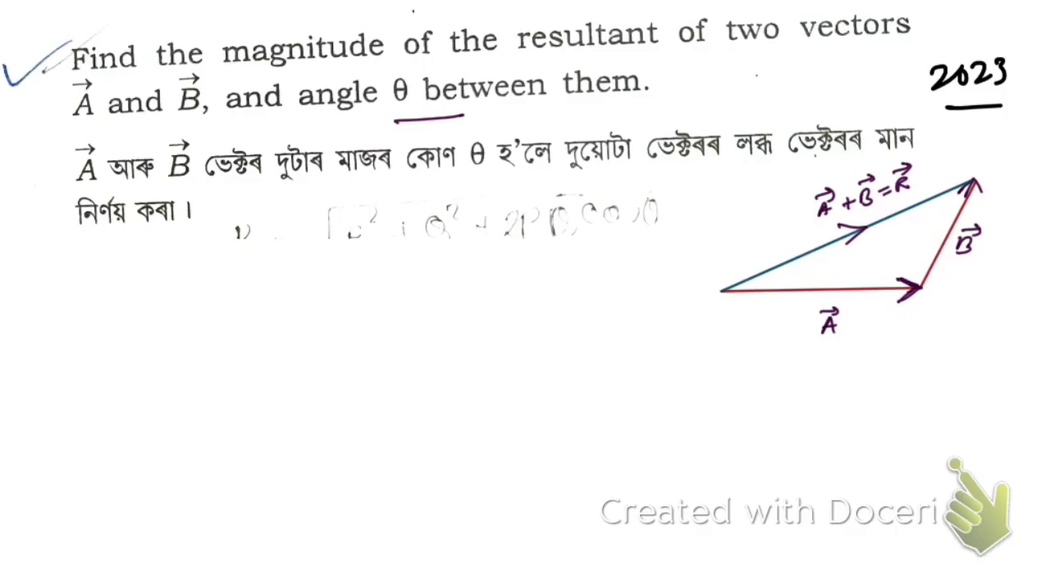We need to find the magnitude, and let the angle between the two vectors A and B be taken here, not here, because the angle between two vectors will always be the angle between the directions. So when these two vectors are drawn in this way, you can consider this angle, but when this vector is here, then you have to consider this angle, not this one, right? Hope you have understood this.